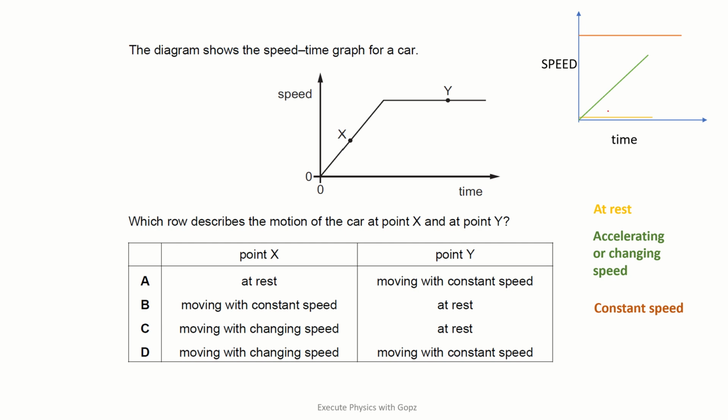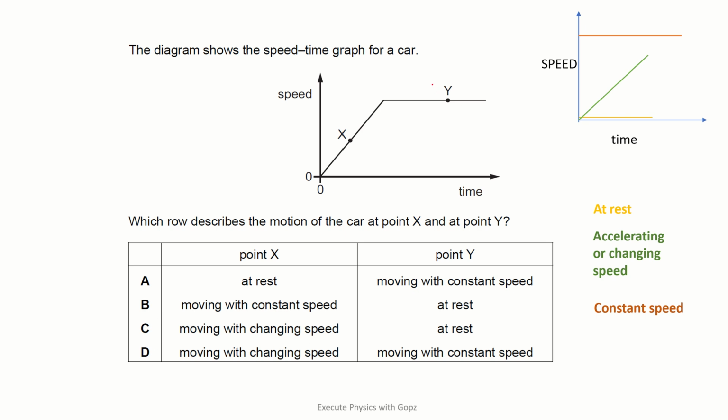So keeping this in mind, can we conclude what we can conclude about the point X? What is happening? It is moving at point X, which shows the car is moving with constant speed or changing speed. Sorry, not constant speed. It is moving with the changing speed, or accelerating. So let's look for that. Yes, moving with changing speed, either C or D.